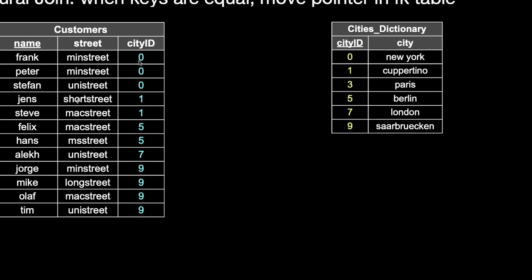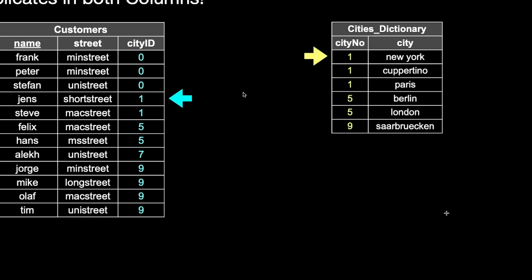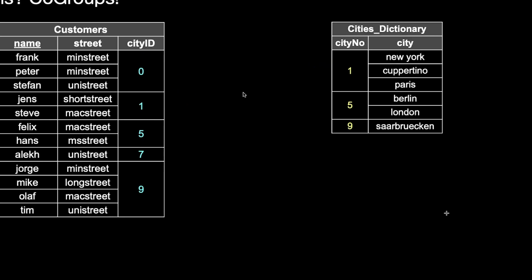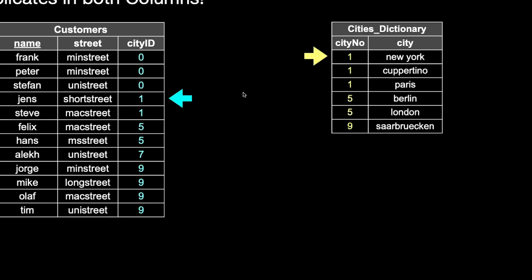Yeah, so we have typical foreign key situations. We have a lot of duplicates here, and we have a key column here. Yeah, and then I said, okay, then you move the pointer on the left. That's what you do. And the question then is what happens in this kind of situation?